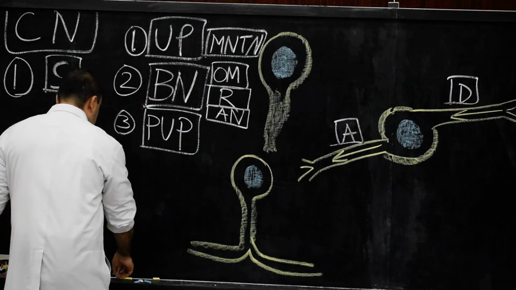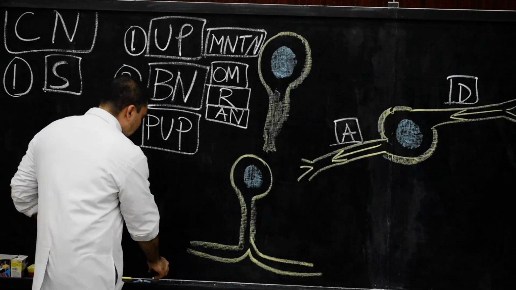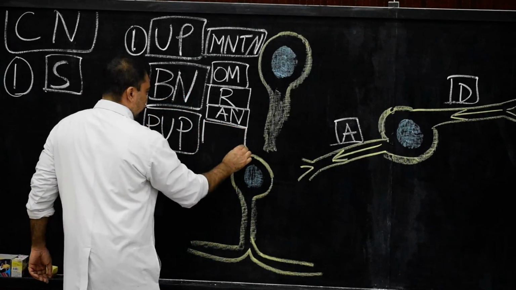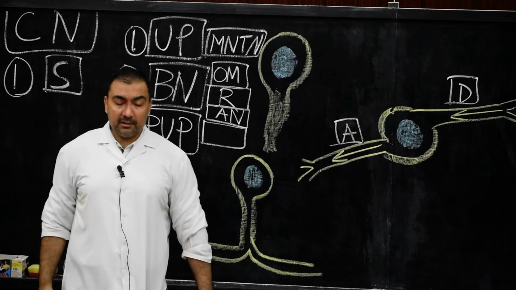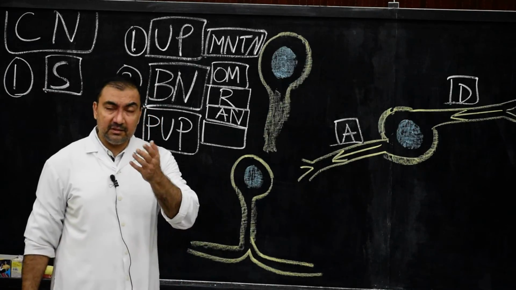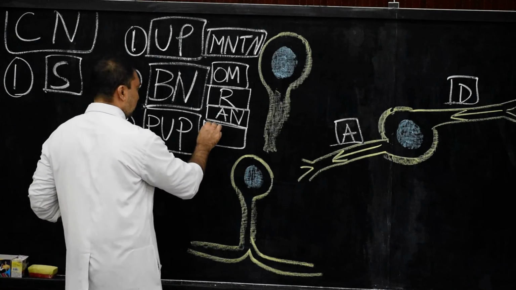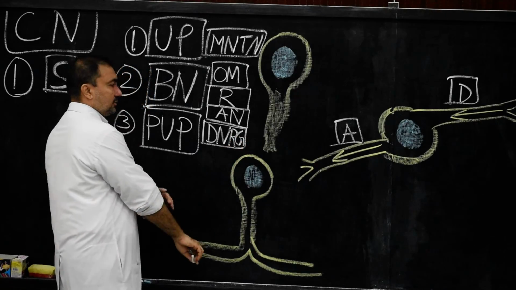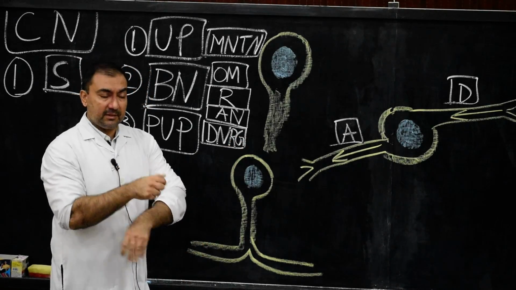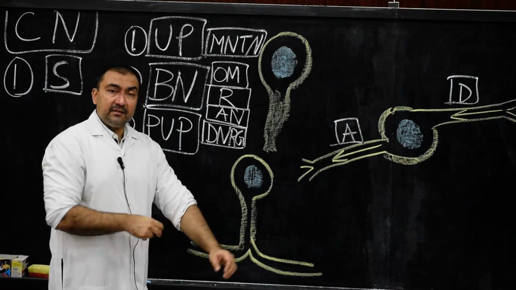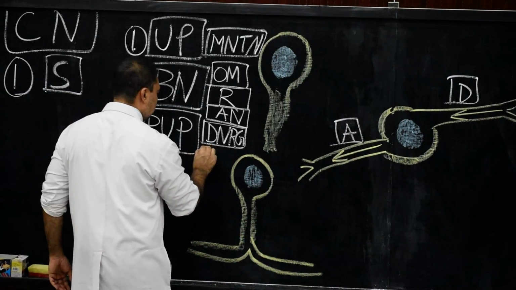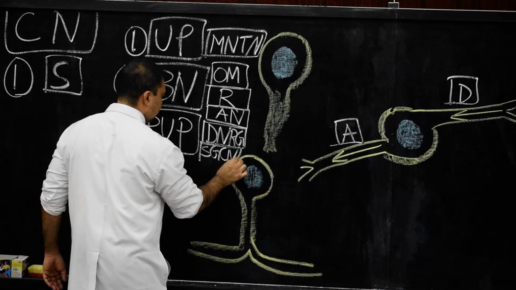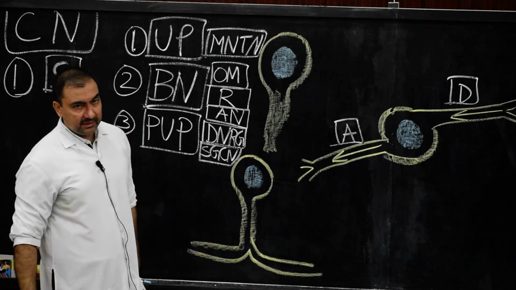Now the examples of pseudo-unipolar neuron, a very strong example. Number one, all the cells of the dorsal nerve root ganglia are examples of pseudo-unipolar. And the second example is several sensory ganglia of cranial nerves.